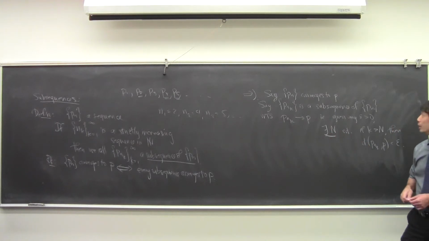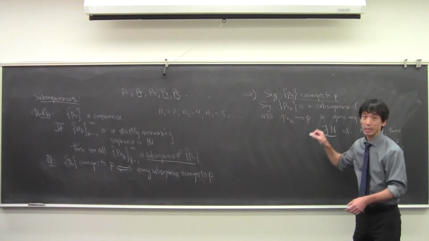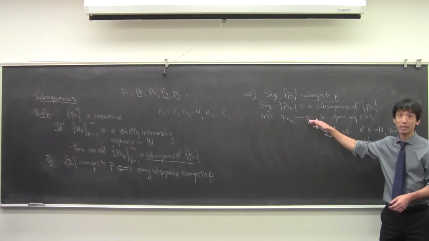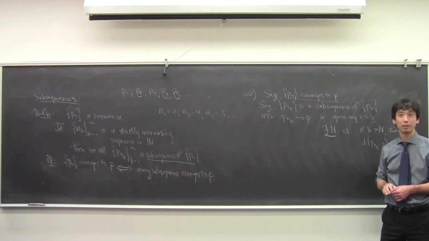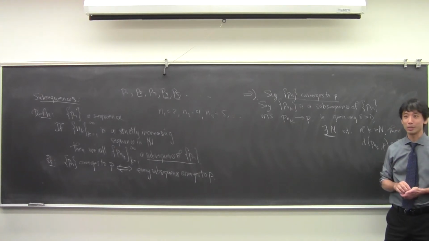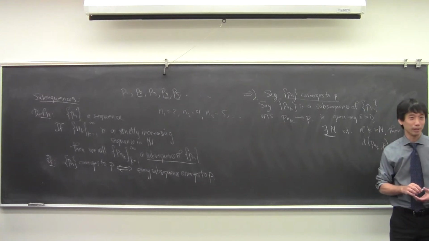Okay. You know that p sub n converges to p. You're trying to show that p sub n sub k converges to p. Okay. So think about it for a minute and see if you can say something, you understand it intuitively, and if you do, write it down.